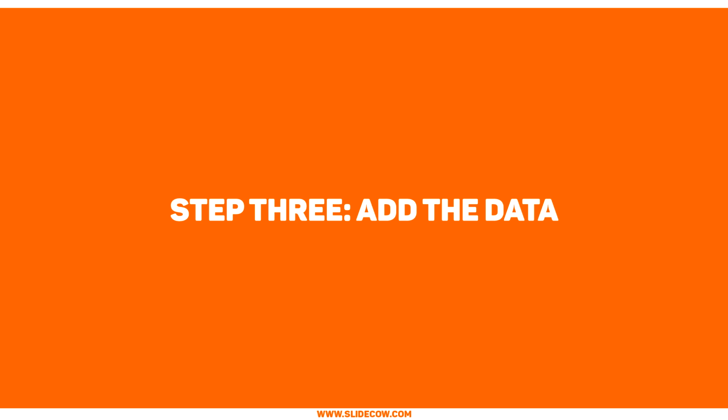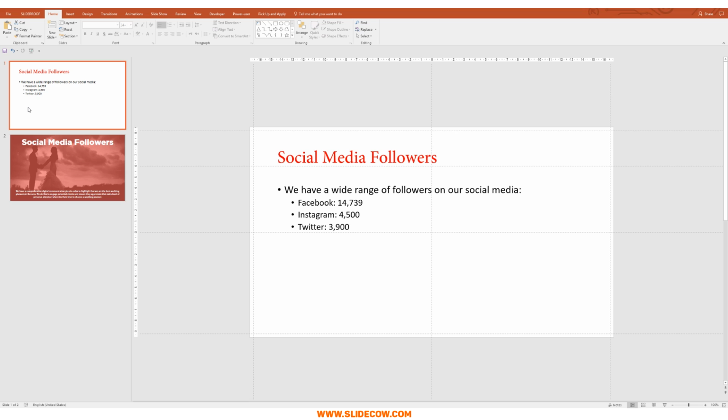Step three, add the data. So we have three numbers we're looking at. We have Facebook at 14,739. We have Instagram at 4,500. And we have Twitter at 3,900.